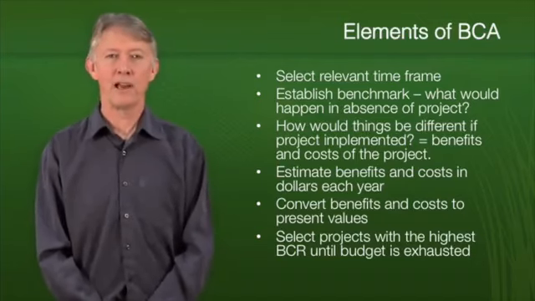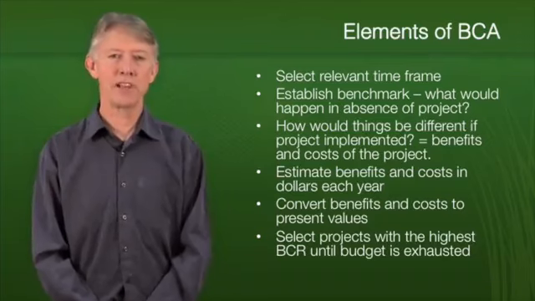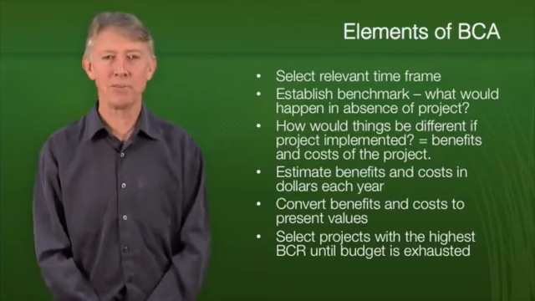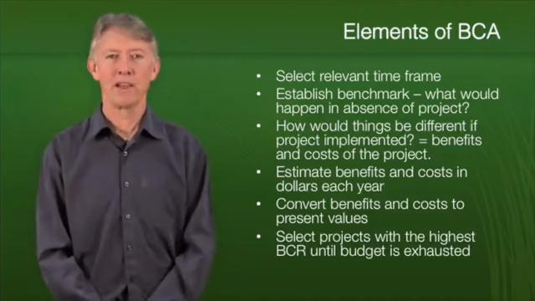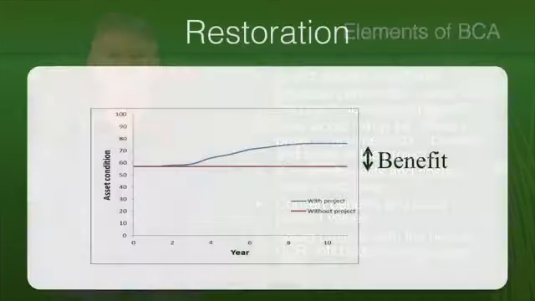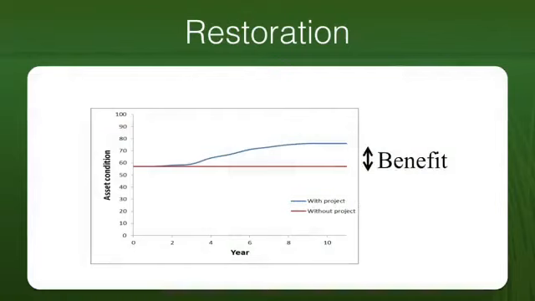So I want to focus on this issue of establishing a benchmark because it's really important. It's an important way of thinking about evaluating a project. In this diagram, I'm showing over time the benefits that arise from a particular project to restore a piece of degraded environmental vegetation, say. So in this case, in the absence of the project, we've made a judgment that the quantity of that piece of environment, that environmental asset, would stay constant.